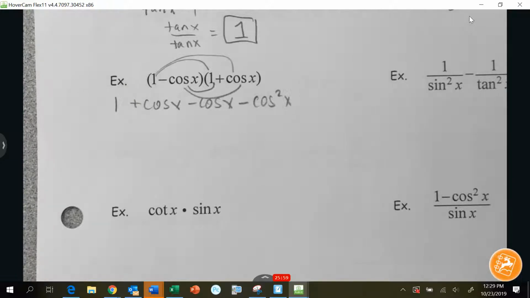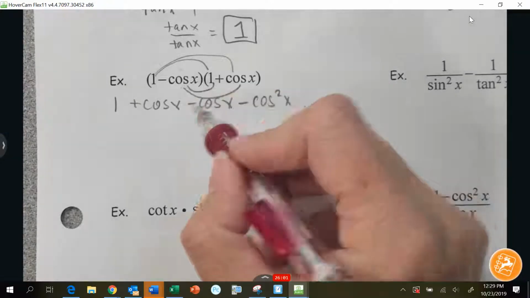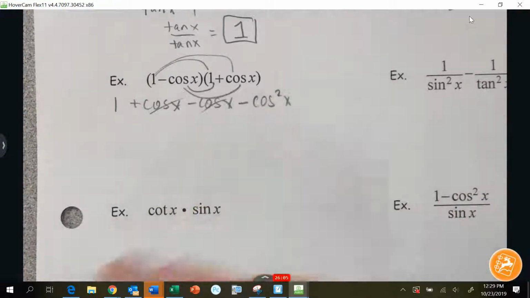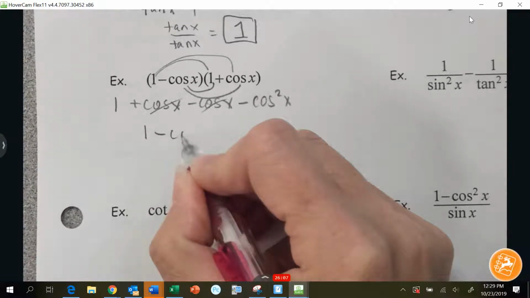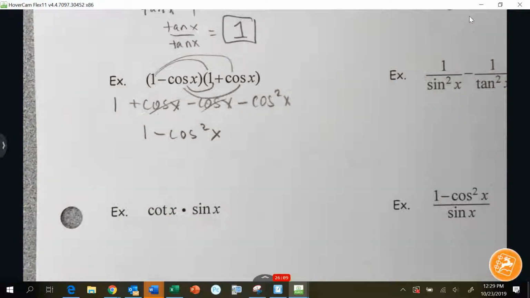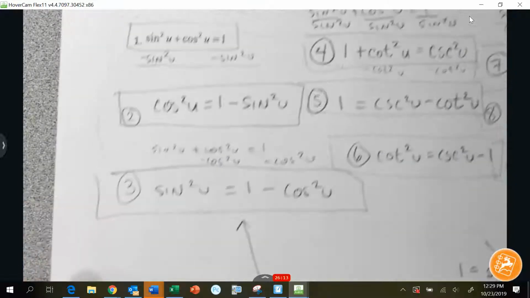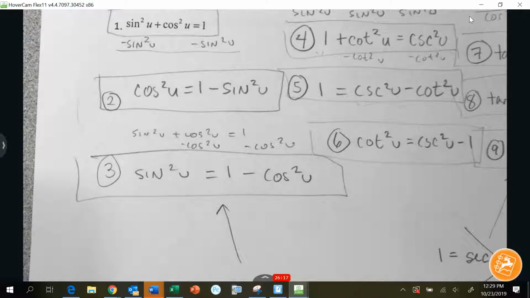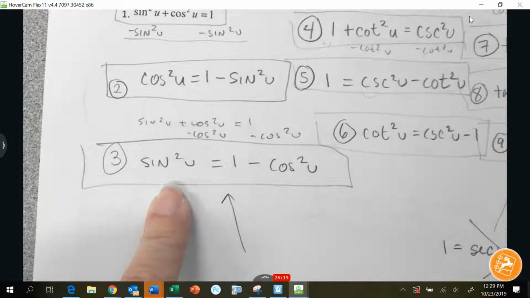Oh, what are you doing, Katie? Oh, the middle two terms, those cancel because these are conjugates, and the middle two terms will cancel. So now we have 1 minus cosine squared x. Is that a thing? 1 minus cosine squared x. Yes. Sine squared?